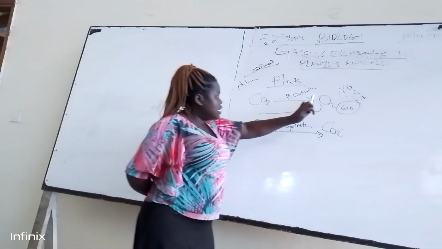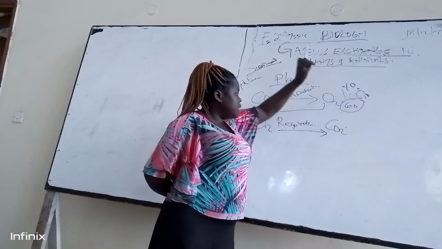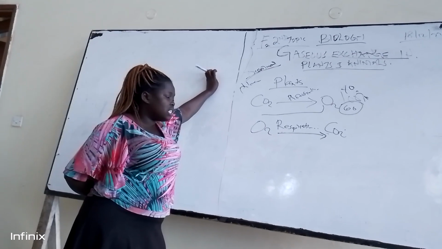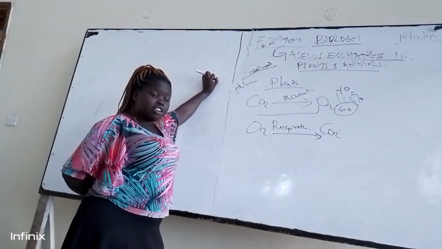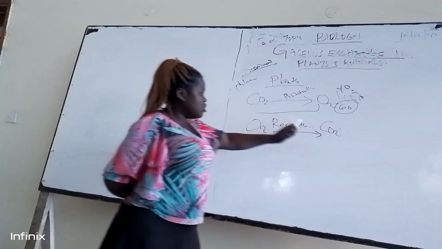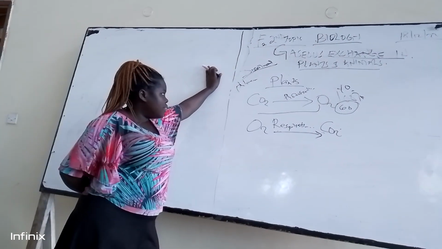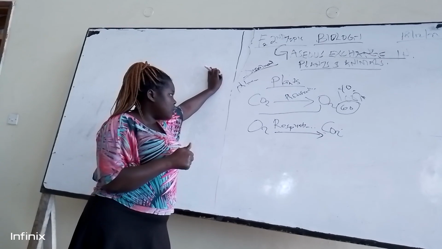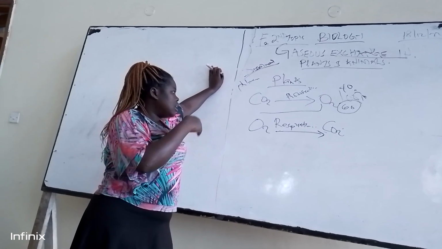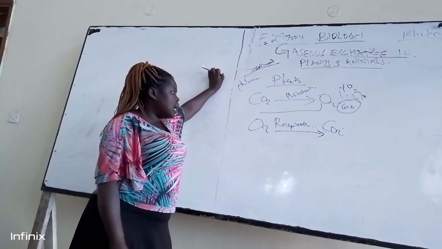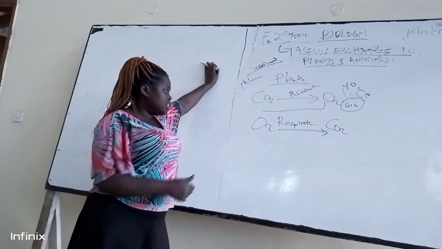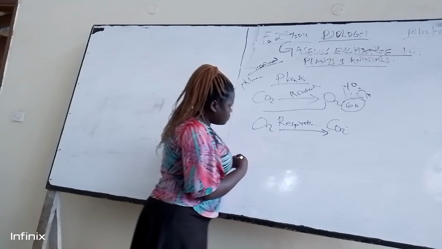So only 40% is going to be eliminated, just a portion of it, but the higher percentage is going to be used in the same plant for respiration purposes. Now the byproduct is going to be CO2. That is how plants carry out gaseous exchange. They receive CO2 and eliminate or produce oxygen, and the same oxygen is used for respiration.